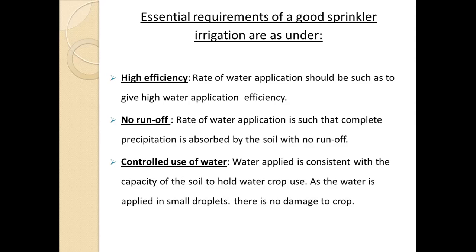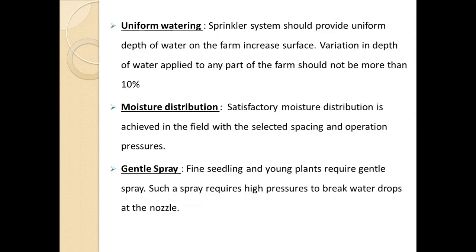As the water is applied in small droplets, there is no damage to the crop. Uniform watering: sprinkler systems should provide a uniform depth of water on the farm surface, so the variation in depth of water applied to any part of the farm should not be more than 10%. Now talk about moisture distribution. Satisfactory moisture distribution is achieved in the field with the selected spacing and operating pressures. Fine seedlings and young plants require a gentle spray. Such a spray requires high pressure to break water drops at the nozzle.